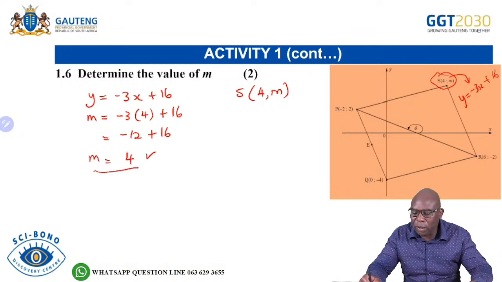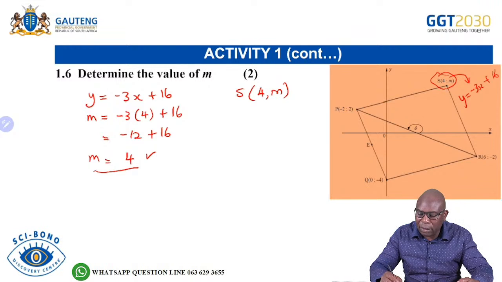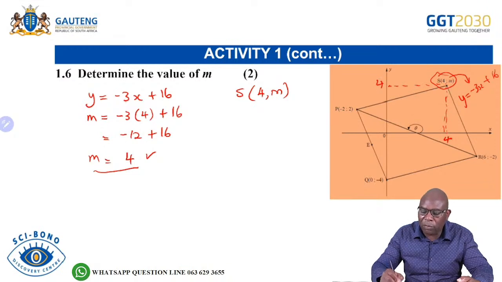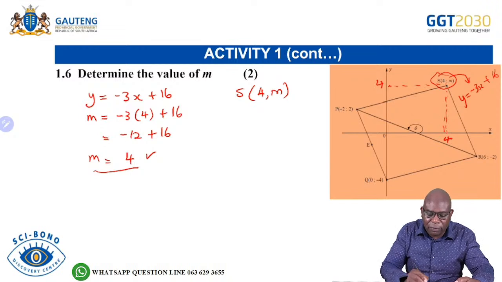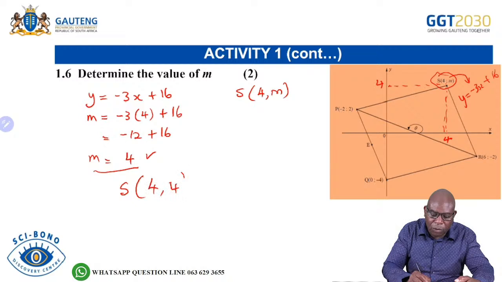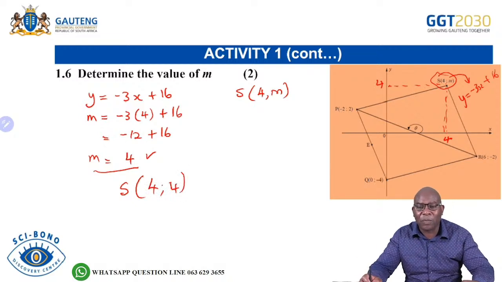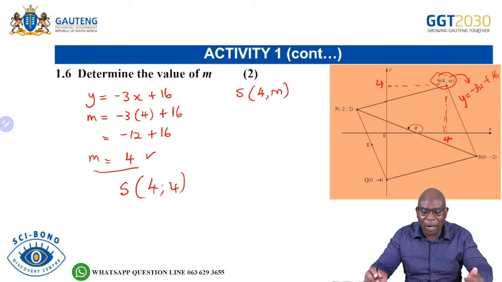Right. How do I know that I'm correct? It is in the first quadrant. In the first quadrant, the y value is positive, so it could be 4. The x value is positive, it's also 4. So the point S now is going to be 4 and 4. So I already know the point S now. So the point S is 4 and 4, so I'm covered with it. Then I know I am correct.